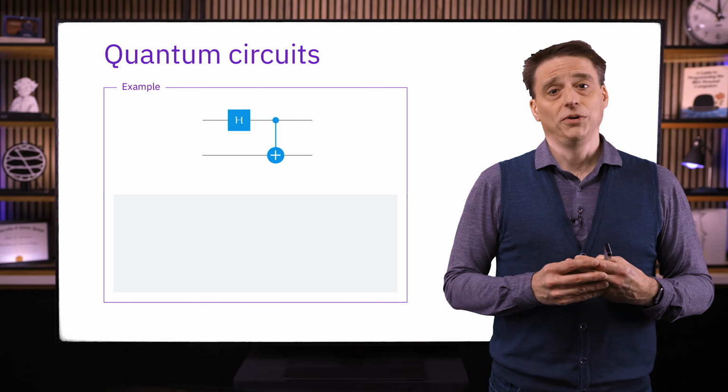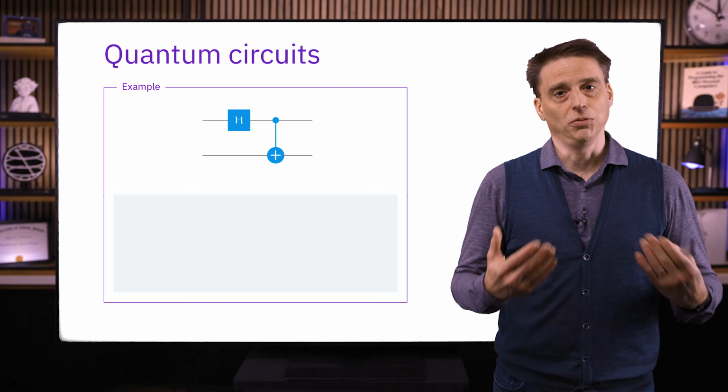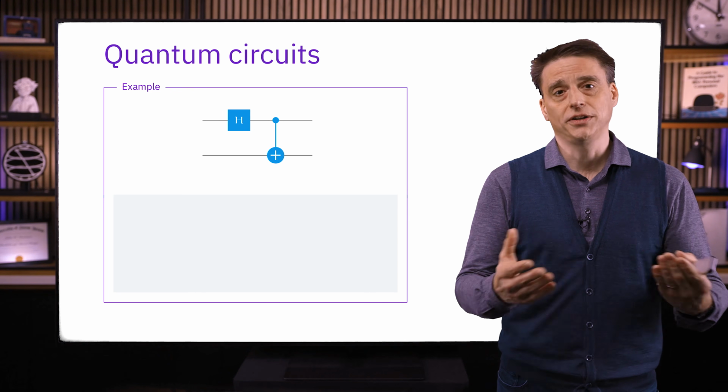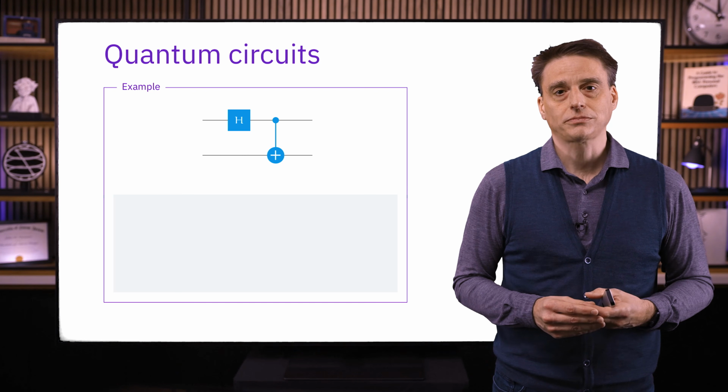When you're thinking about what a particular circuit does, you don't need to go through the conversion to matrices and multiply them together. You can also trace through the action that the circuit has on particular states, and in many cases, this will be the preferred option.